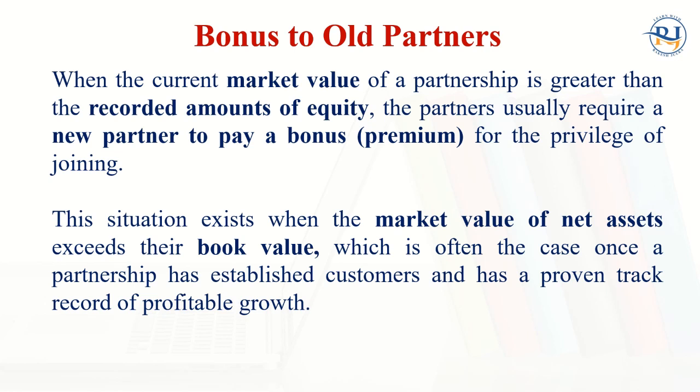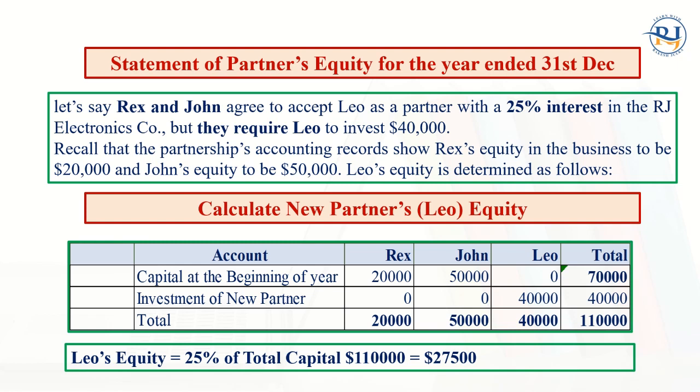When the market value is higher, no doubt the existing partners will say that we have been running this business for a long period of time. If a new one is coming, that new partner should give some extra money to us. That is known as a bonus or a premium to the existing partners. Now, I'm going to explain this with one example. Let's say Rex and John agree to accept Leo as a partner with a 25% interest in RJ Electronics Company. But they require Leo to invest $40,000.